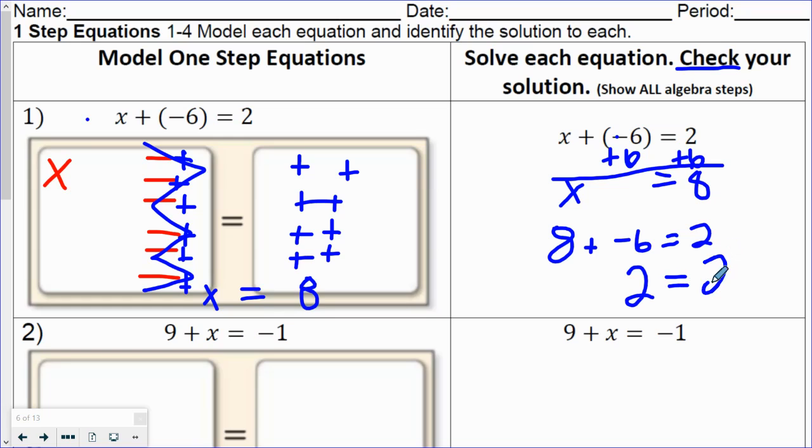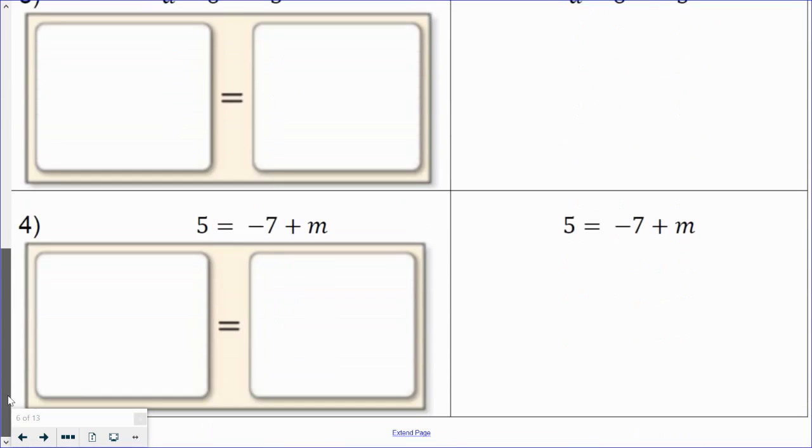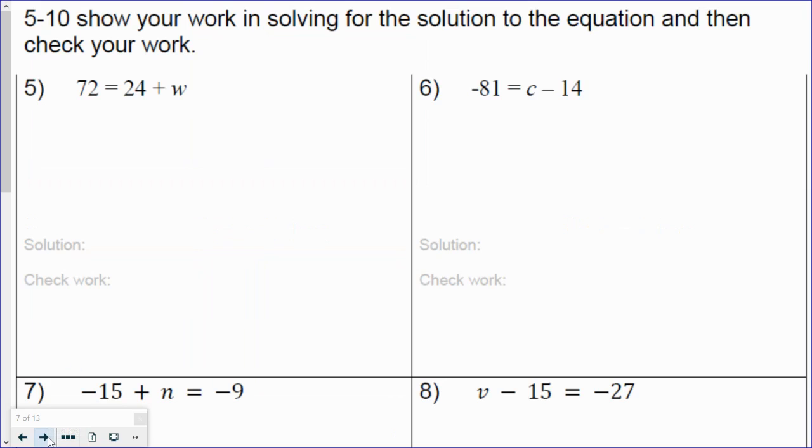Okay. Even though some of these are very simple, you need to still check your work so that when we get to those 2-step equations, you know what you're doing. Okay, so you're going to do that the same with 2, 3, and 4. And then when you come to this side, you're going to have more that are just showing your work. Remember, show your work, check your work. So let's go through this together.